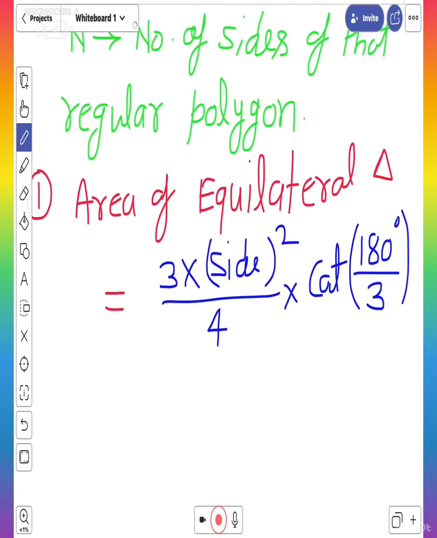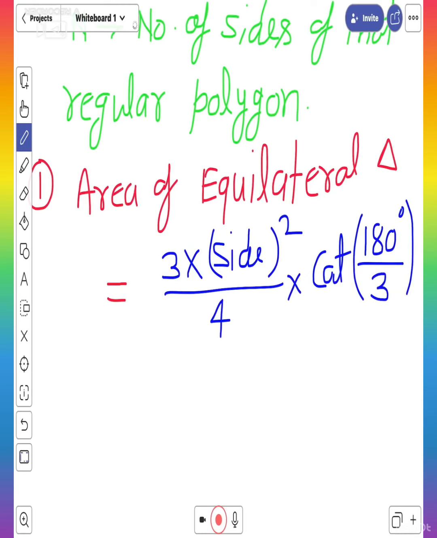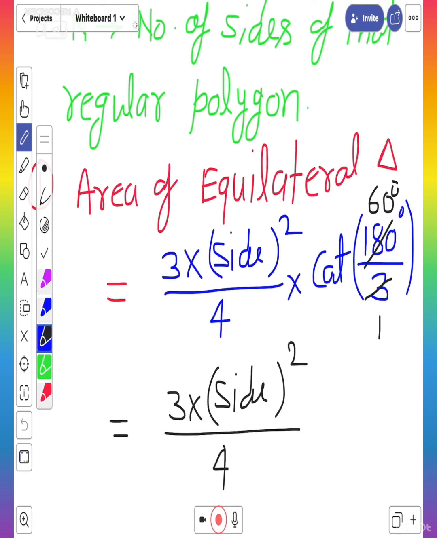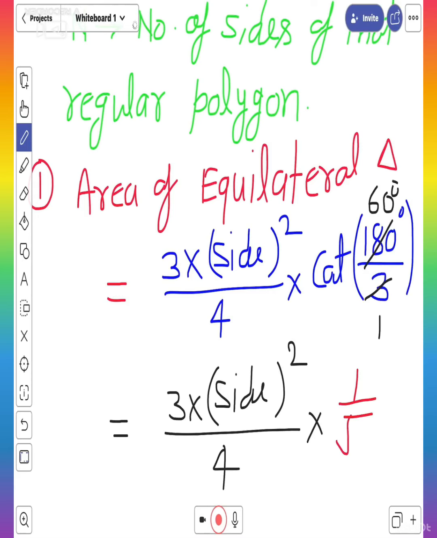Now you can simplify it. You know dear, that 3 1 ja 3, 3 6 ja 18, so this is 60 degree. And dear, you know that 3 into side square is the same, and divide by 4 into cot 60 degree. How much is cot 60 degree? This value is 1 upon under root 3.